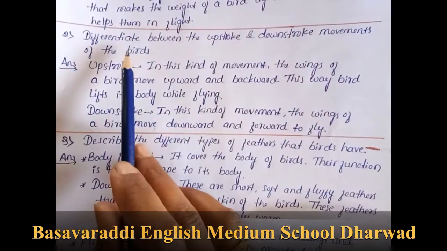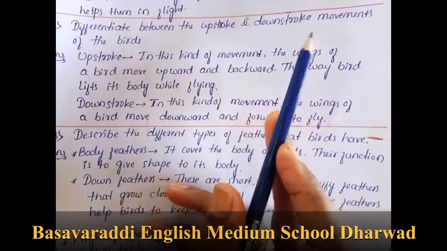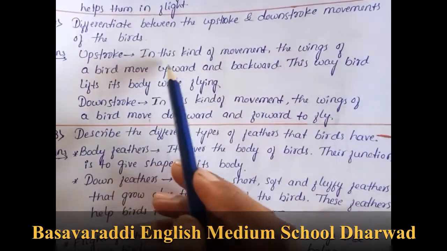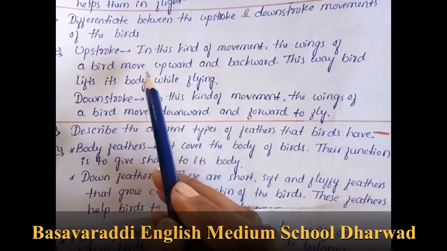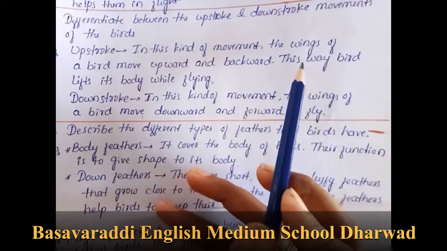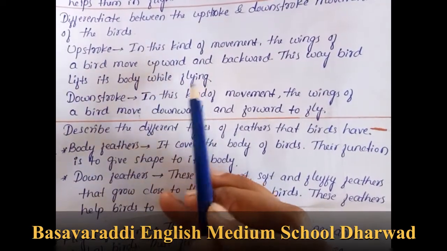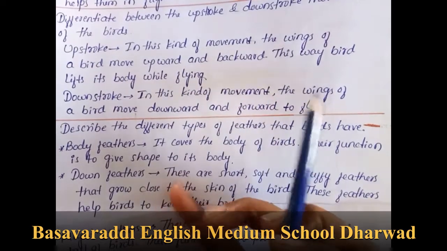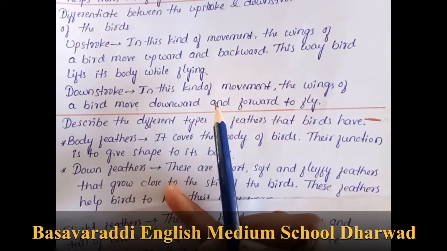Second, differentiate between the upstroke and downstroke movements of the birds. Answer, upstroke. In this kind of movement, the wings of a bird move upward and backward. This way, bird lifts its body while flying. Downstroke. In this kind of movement, the wings of a bird move downward and forward to fly.